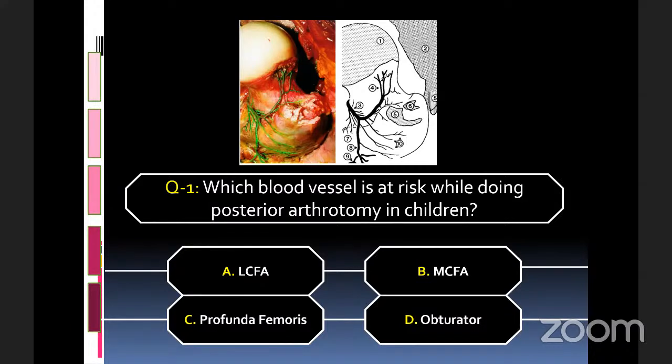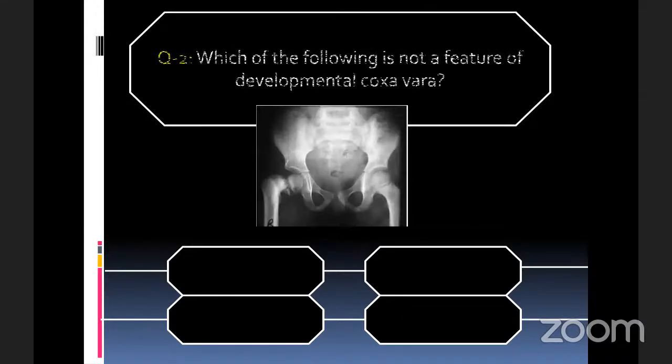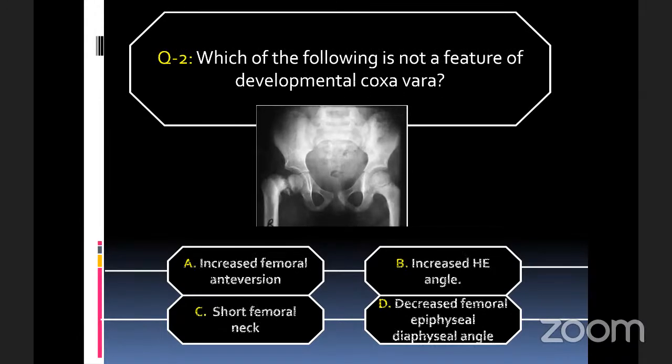Yeah. Go ahead. Next question. Yes, sir. Which of the following is not a feature of developmental coxa vara? The answer is increased femoral antiversion. In developmental coxa vara, we see decreased femoral antiversion, not increased.